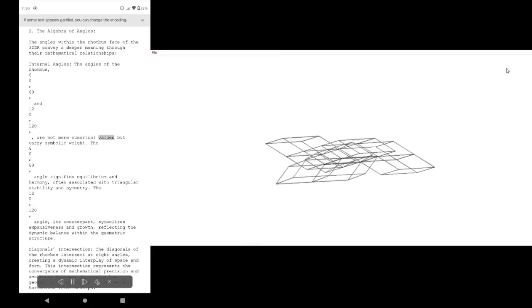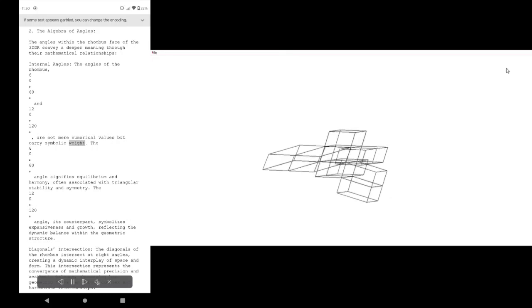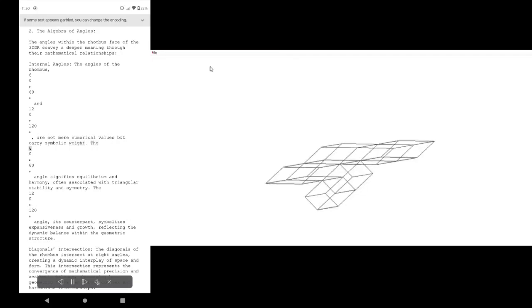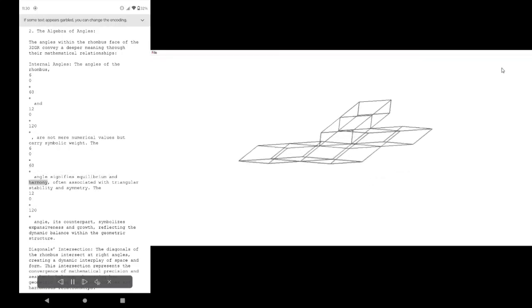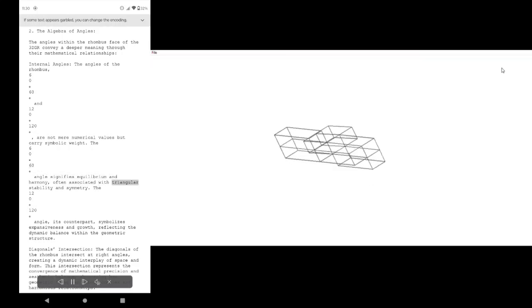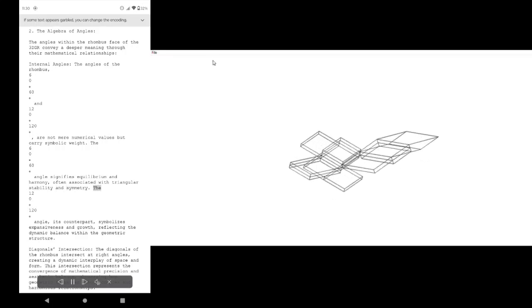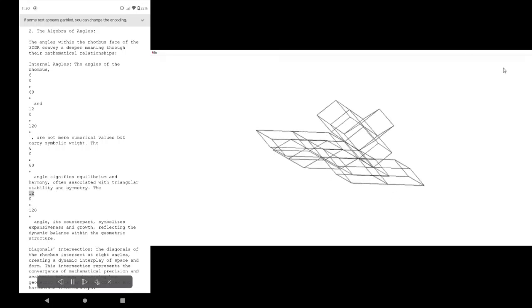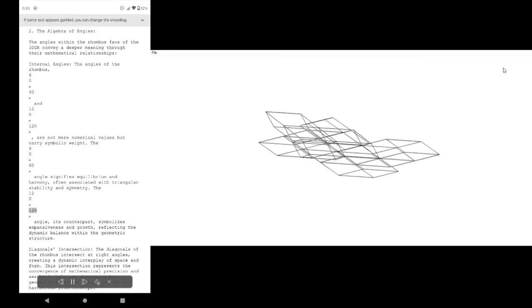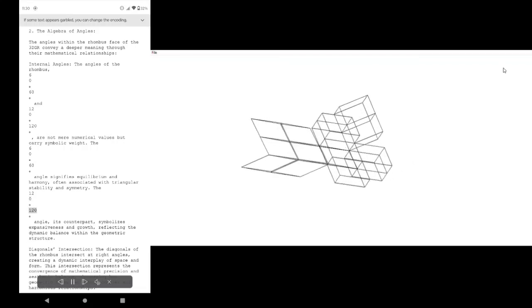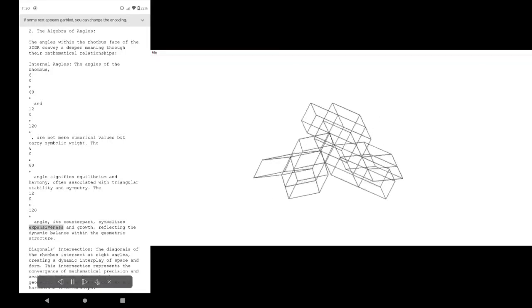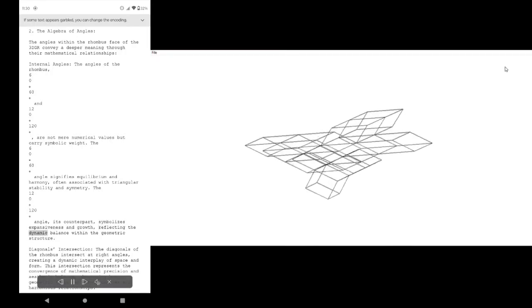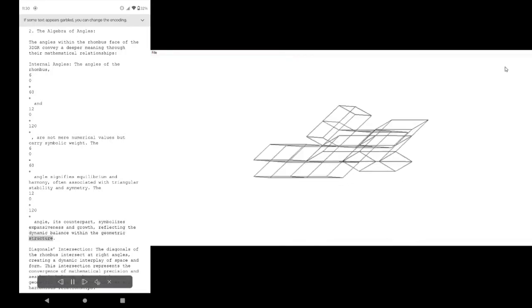are not mere numerical values but carry symbolic weight. The 60 angle signifies equilibrium and harmony, often associated with triangular stability and symmetry. The 120 angle, its counterpart, symbolizes expansiveness and growth, reflecting the dynamic balance within the geometric structure.